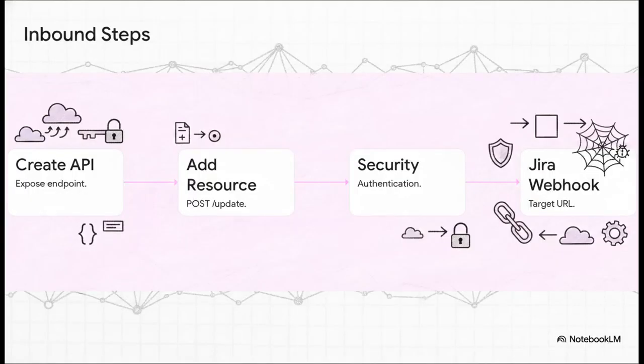Setting up this reverse direction requires just 4 steps. First, we create the scripted REST API record. Next, we add a post resource, maybe we call it /update, and write the script that parses the incoming JSON. Third, we secure it. And fourth, we jump over into Jira system settings to configure the webhook that'll target our new ServiceNow URL. You want to carefully select only the issue updated events here, so we don't accidentally spam our own instance.